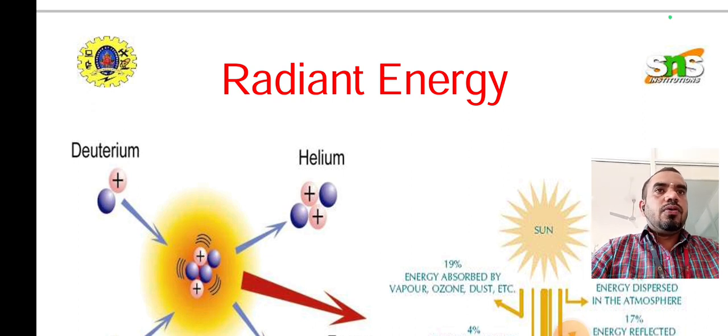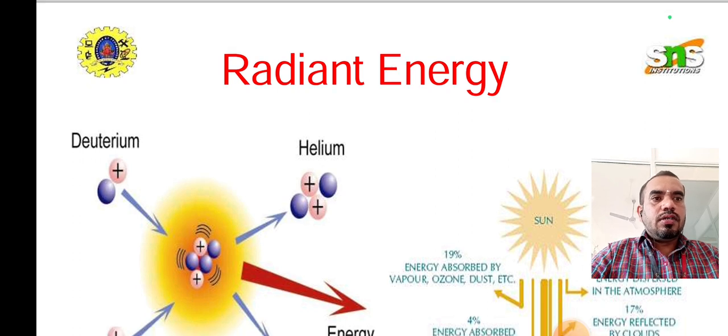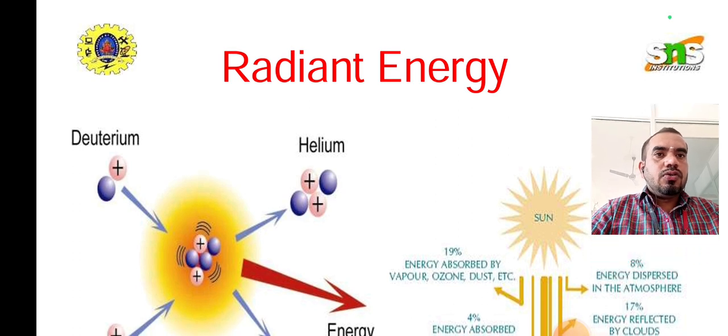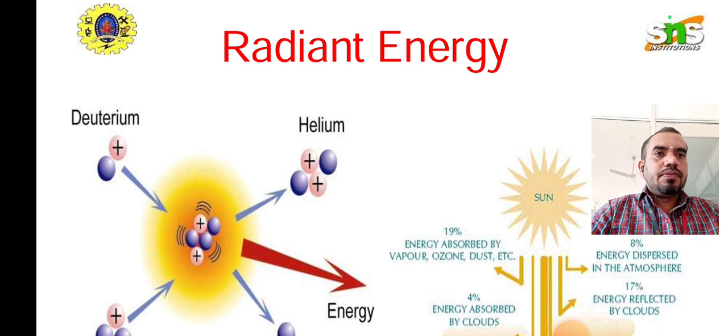The fraction of the incident radiation absorbed is called the absorptivity, the fraction of the incident radiation reflected is called the reflectivity, and the fraction transmitted is called the transmissibility. These are the three terms which we have to consider in solar radiant energy.